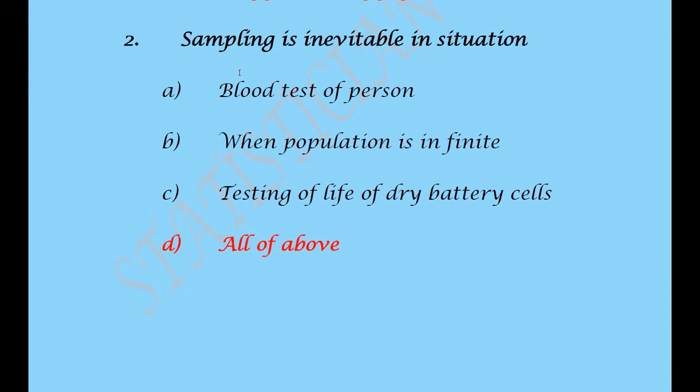Question number 2. Sampling is inevitable in situation: blood test of person, when population is infinite, testing of life of dry battery cell, all above. Right answer is all above. Because sampling is necessary in blood test, we cannot test all blood of human body. It is also necessary when population is infinite, because it is impossible to study infinite population. We take sampling in such situation. Testing of life of dry battery, because in this case if we test all population of batteries, then our population will be damaged. So we use only sample to test the life of battery.